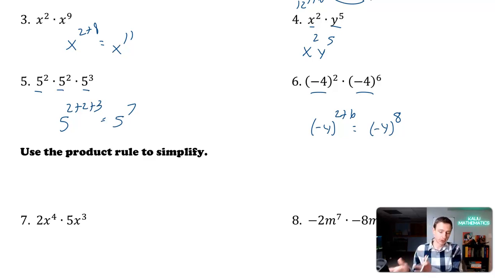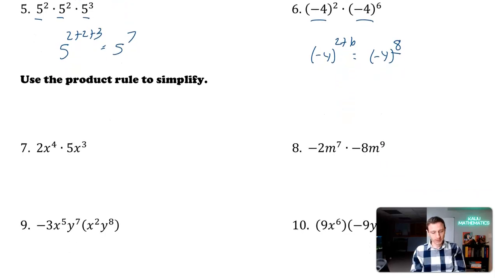Which, if we were actually to translate this answer, like go from -4 to the 8th to the actual form that it is, this would be a positive number, not a negative, because it's a negative being raised to that even exponent. So that's going to become a positive, not a negative. So it's something to think about there.